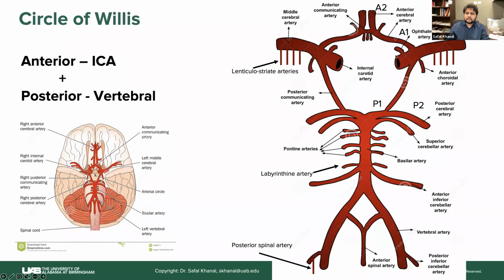And one of the branches of the internal carotid artery is the ophthalmic artery. So this is the circle of Willis, which is the anastomosis of the internal carotid artery system and the vertebro-basilar artery system, which helps to supply different areas of the brain.